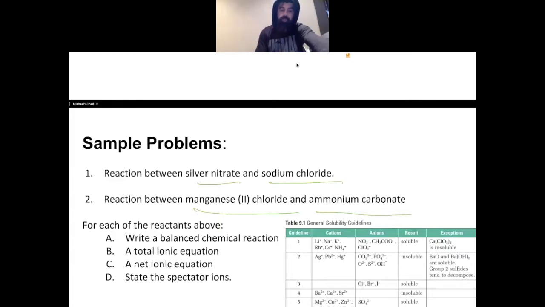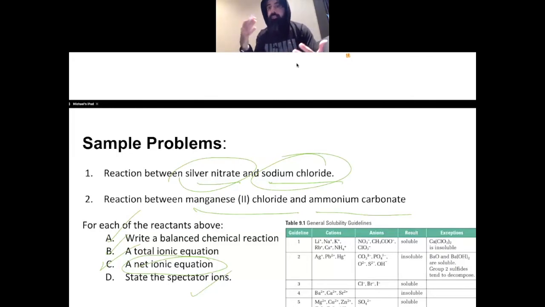So we're going to be writing a balanced chemical equation. You always want to start with a balanced chemical equation. Then you're going to want to separate all the ions in those reactions, eliminate the spectator ions, and keep the ions that are involved in forming the precipitate. And then lastly, state the spectator ions. So how do we do these? Well, first off, write out the two reactants. So you start off your balanced chemical equation and predict your products.